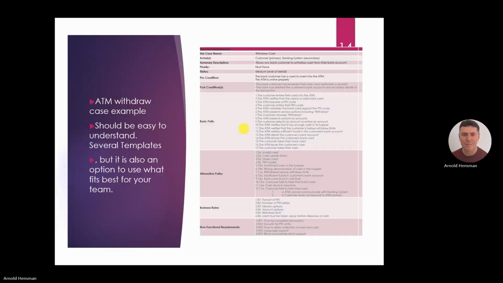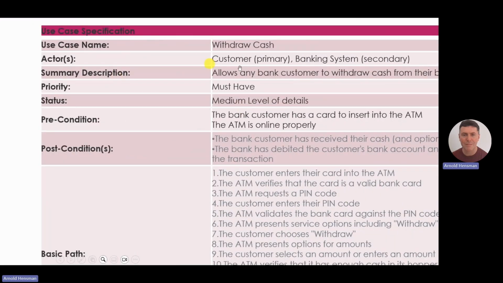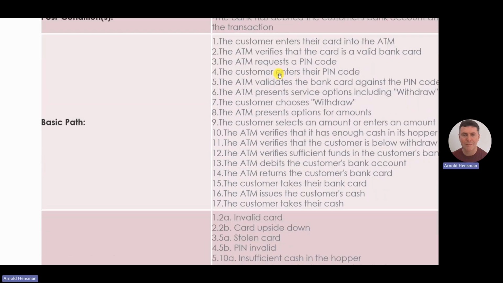Okay, so here's an example. It's an ATM use case. It should be easy to understand. There are several templates around about this. But if you withdraw cash, you're going to have actors. All these preconditions and postconditions are interesting and useful if you can get more experience on this. But for the moment, you don't have that level of experience. Just do the basic path.